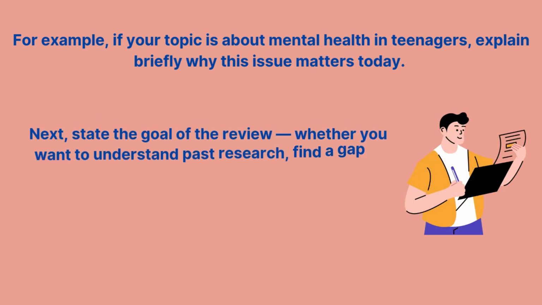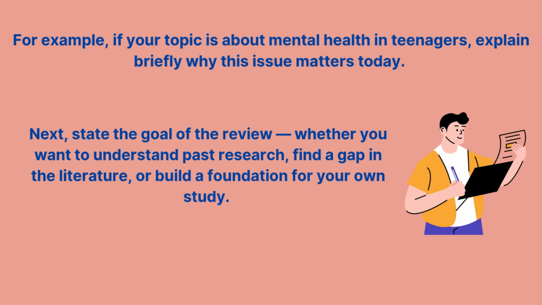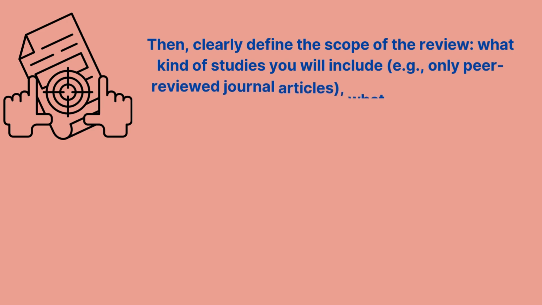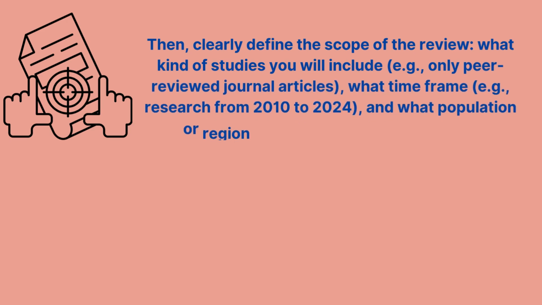Next, state the goal of the review, whether you want to understand past research, find a gap in the literature, or build a foundation for your own study. Then, clearly define the scope of the review, what kind of studies you will include, like only peer-reviewed journal articles, what time frame, like research from 2010 to 2024, and what population or region, like adolescents in the US.